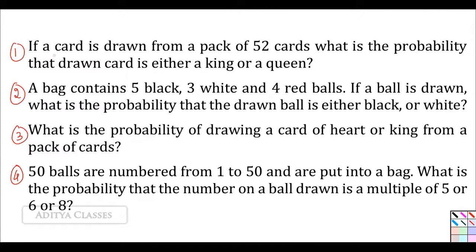Like first question is, if a card is drawn from a pack of 52 cards, what is the probability that the drawn card is either a king or a queen? Now it is either a king or a queen. So it could be a king or a queen. Now what we need to look into is whether this experiment of drawing a card and checking whether it is a king or a queen is mutually exclusive or non-mutually exclusive.